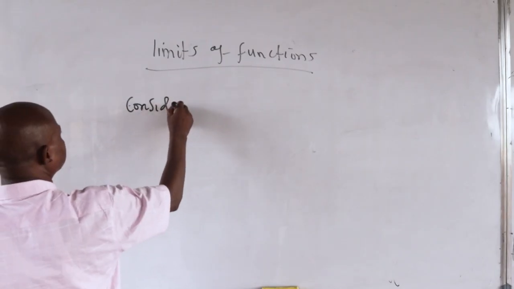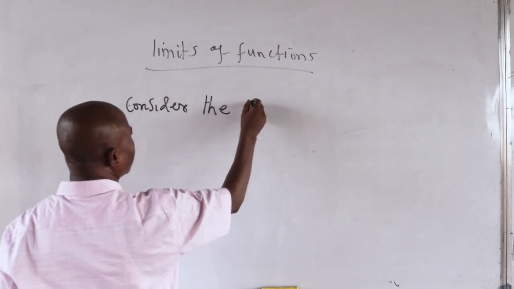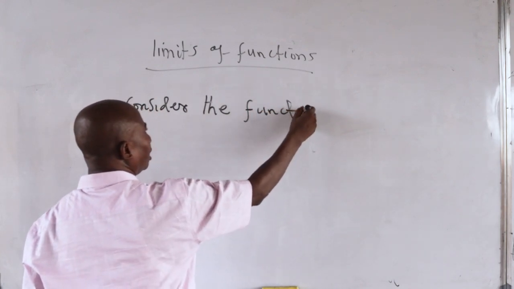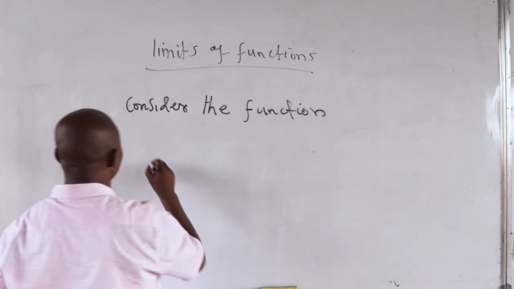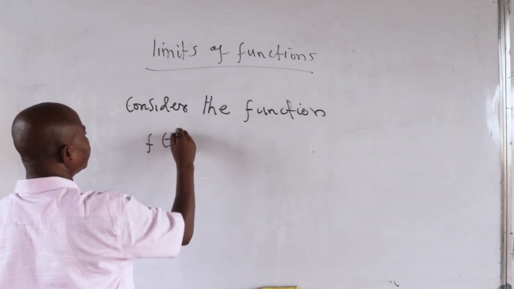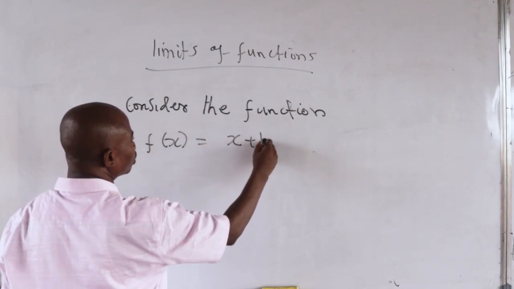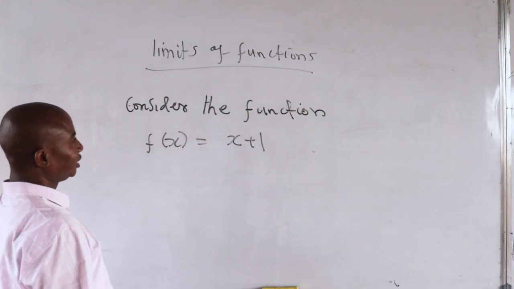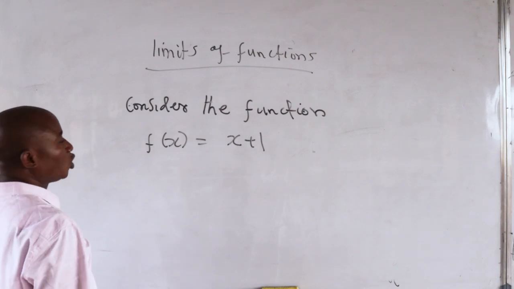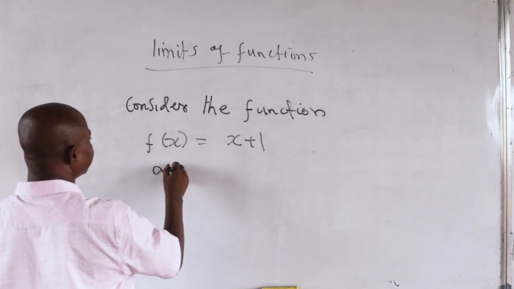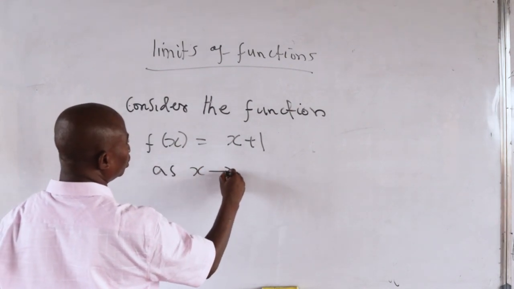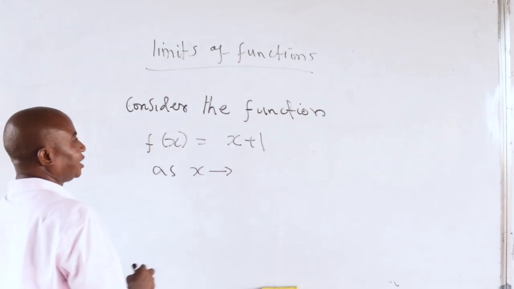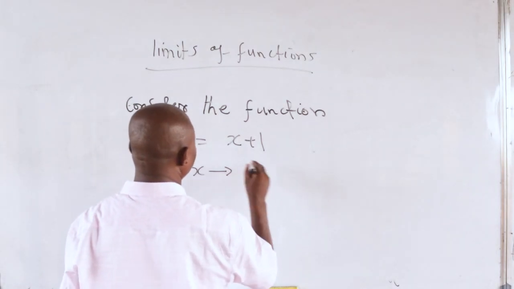Consider the function f of x is x plus 1. We want to see what happens as x tends to, say, 2.